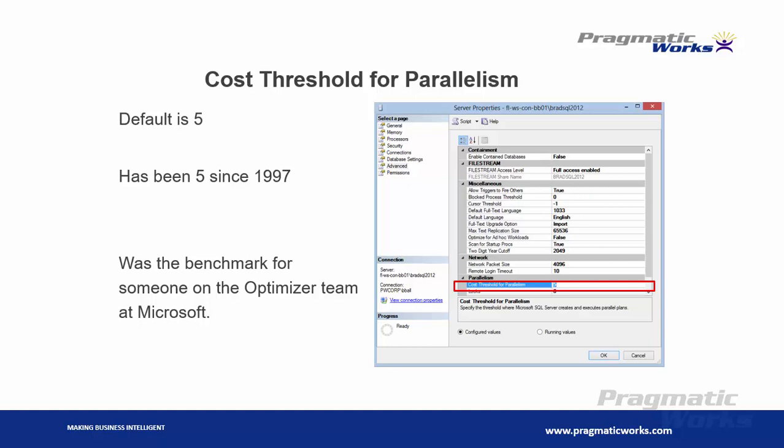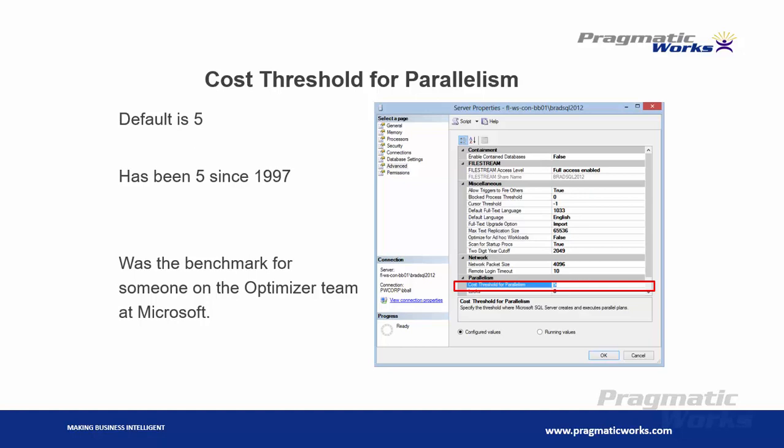Now, we haven't talked about max degree of parallelism here yet. Max degree of parallelism by default in SQL is 0, which means that all CPUs could be used in the execution of a single query. That is another number that I change, and I change it from 0 to the number of cores in a single CPU, up to a maximum of 8. So if you have 4 core CPUs, you change it to 4. If you have 8 core CPUs, you change it to 8. If you have 10 core CPUs, just leave it at 8.